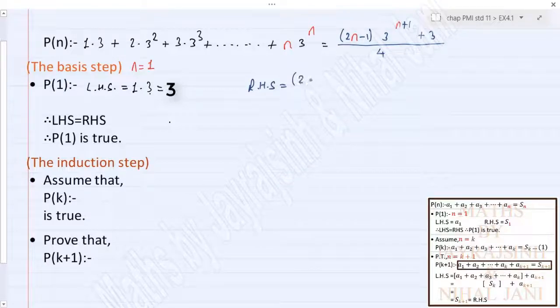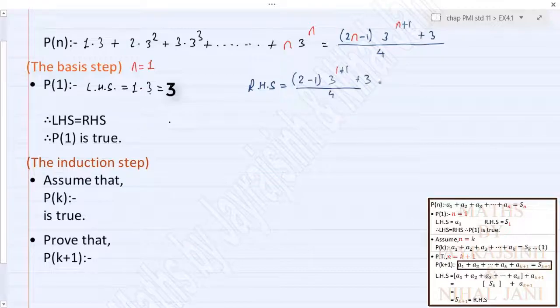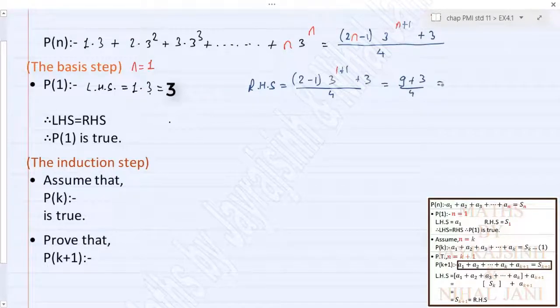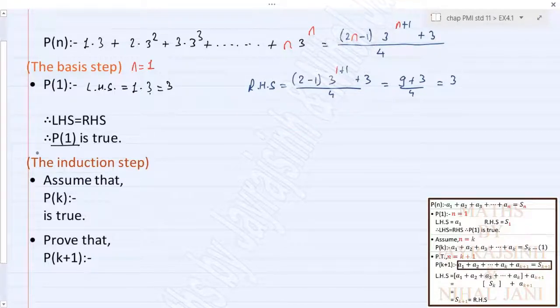So here we'll get (2 minus 1) into 3 raised to 1 plus 1, plus 3, divided by 4. It will give us 3 square, or we can say 9, plus 3 by 4, which is 3. So here your left hand side is equal to right hand side. So your P of 1 is true. Now let's try to solve the induction step.